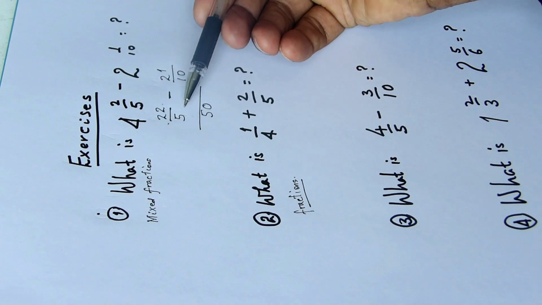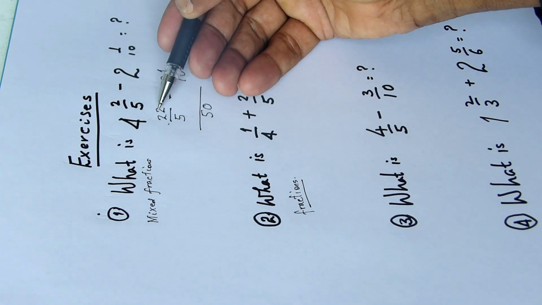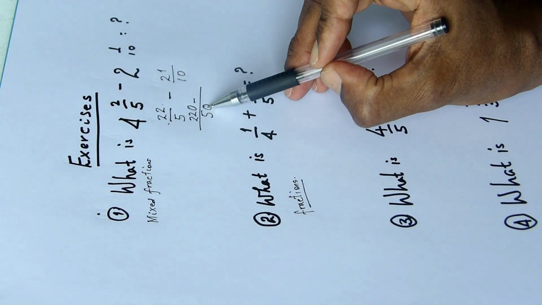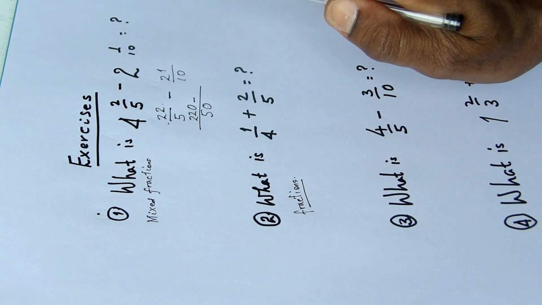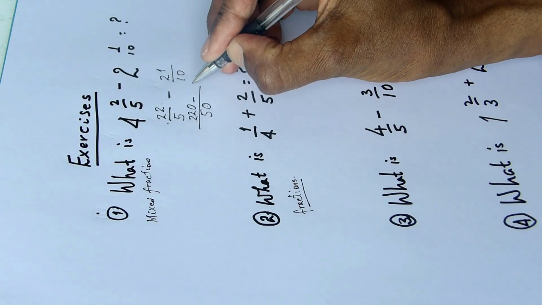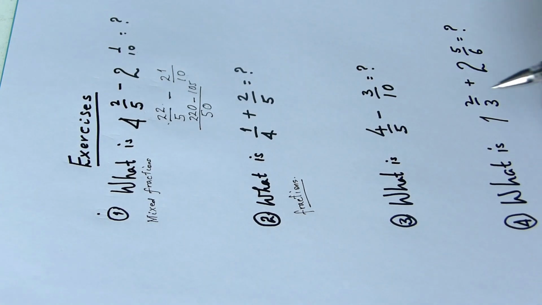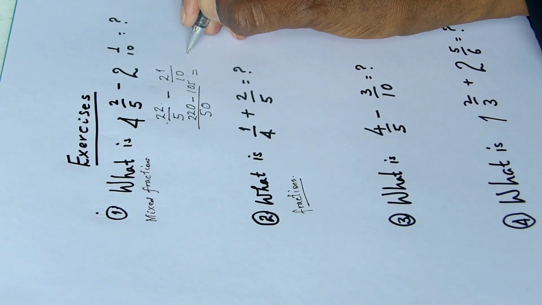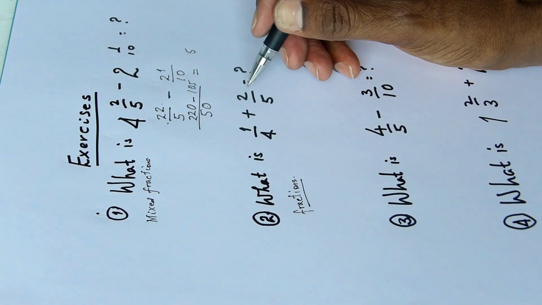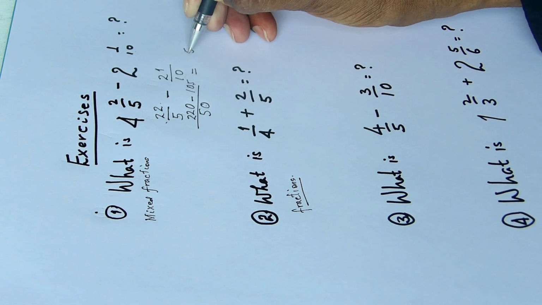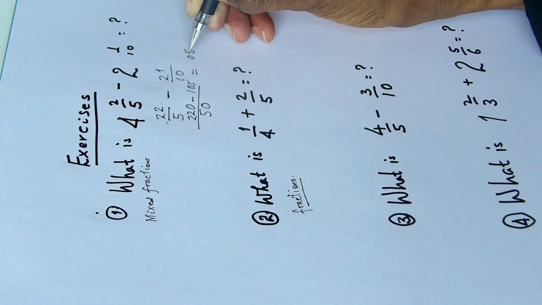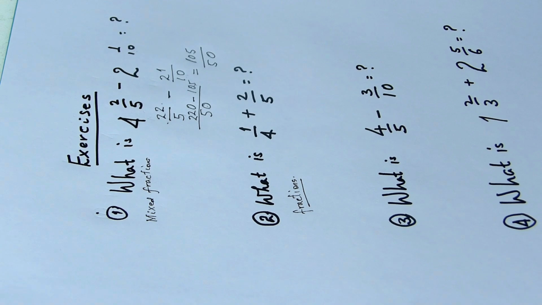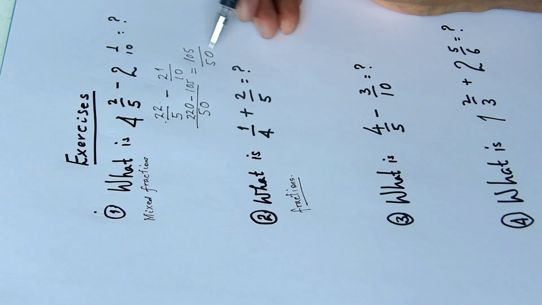Okay, 50 divided by 5 is 10 times. 10 times 22 is 220. Minus 50 divided by 10 is 5 times. 5 times 21 is 105. Then we need to deduct them: 220 minus 105 is 115 over 50. I think we need to simplify.